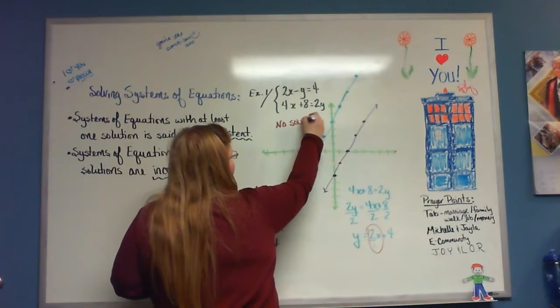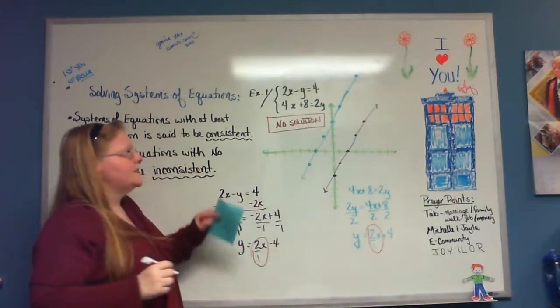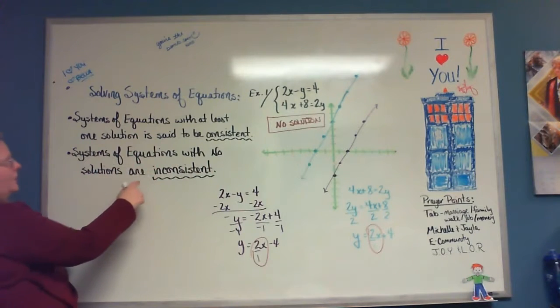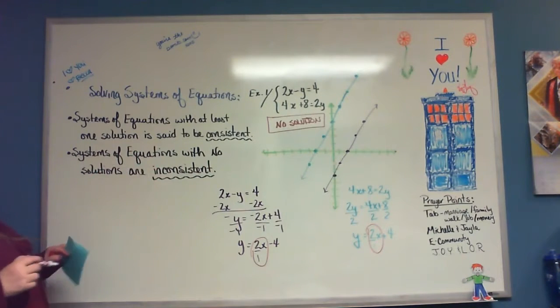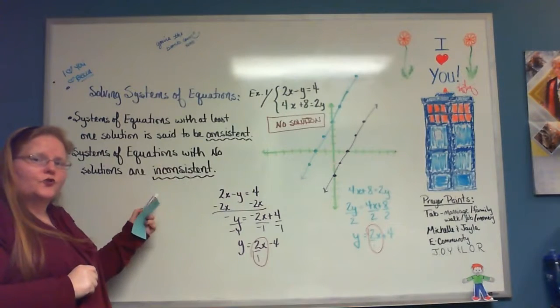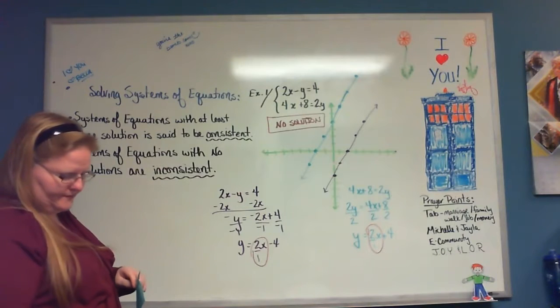There is no place where both of those are true. And since your answer is no solution, that makes this particular problem inconsistent. Your answer is no solution, but you can describe the system of equations as inconsistent.